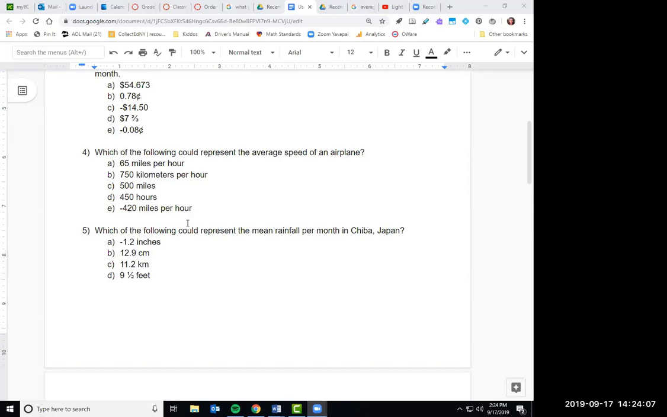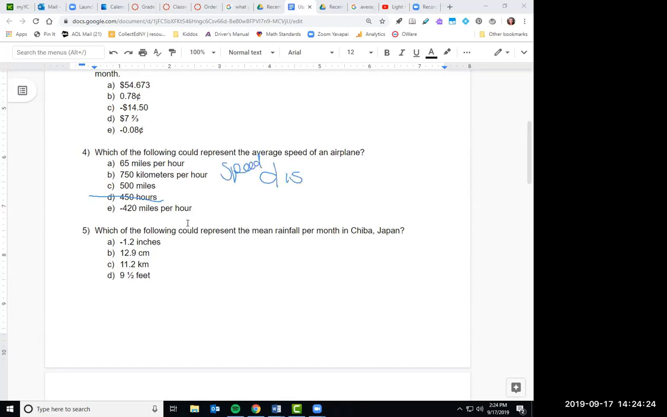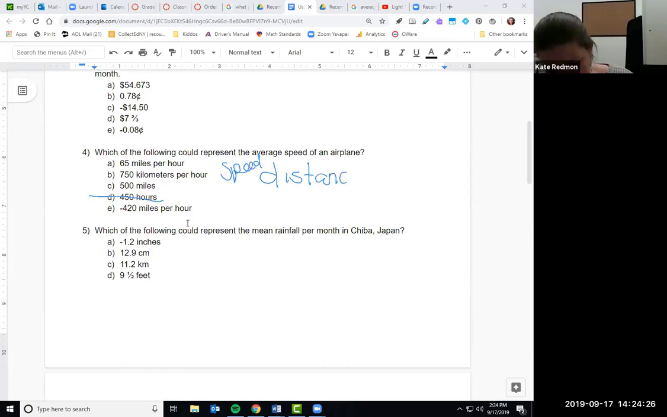Yeah, that's not kilometers per hour, or meters per hour, or miles per hour. Exactly. A speed would be some unit of distance per time. Yep, distance per time. So I'm just going to write that down for students who are like, what? Speed is measured in distance, like miles or meters or kilometers, per some amount of time. Okay, cool. So I'll rule out 450 hours.